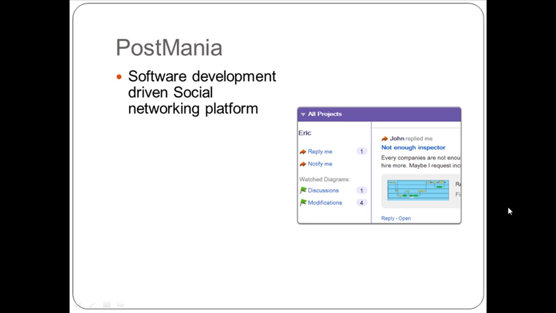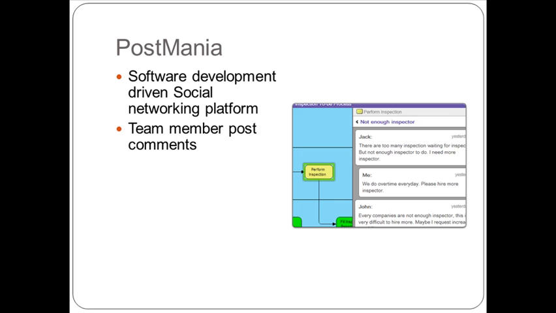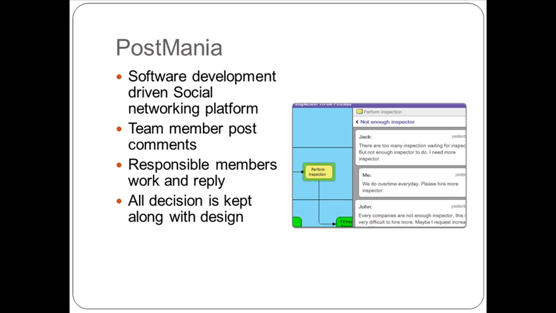Postmania is a social networking platform for software development. So the software developers can work on the same project and share their comments. They can post a comment to the design and focus on a specific element or on the diagrams or anything, and they can notify certain persons. And then the responsible member will work on the request and reply to the user.